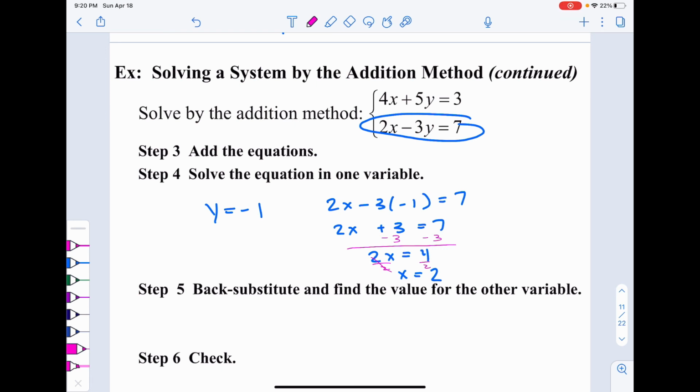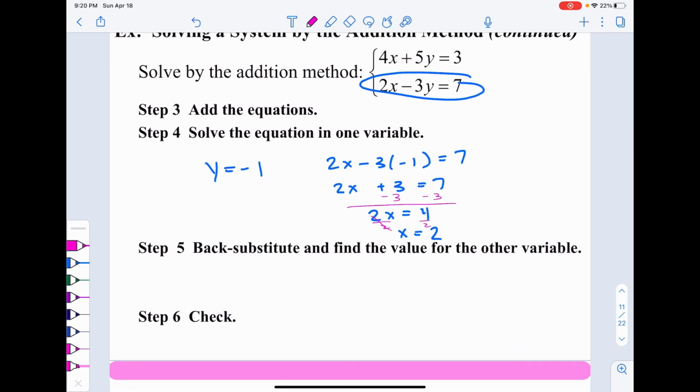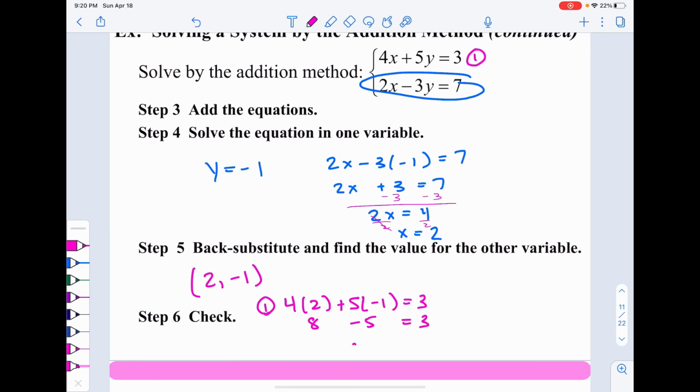Step number 6 says to just double check. So if I take that first equation, right, we said that we're going to have an x value of 2 and a y value of negative 1. So first equation, I'd have a 4 times x value of 2 plus 5 times y value of negative 1. That has to equal 3. So 8 with a negative 5, is that equal to 3? Looks good to me.